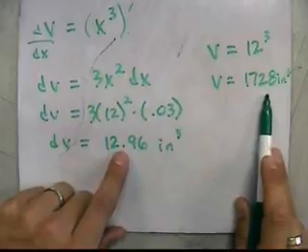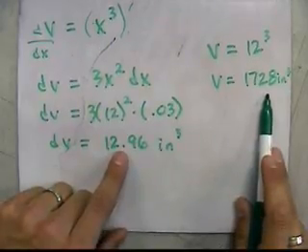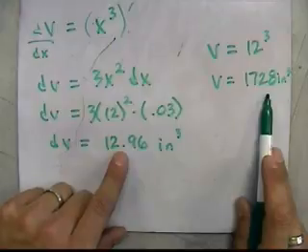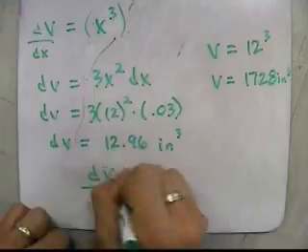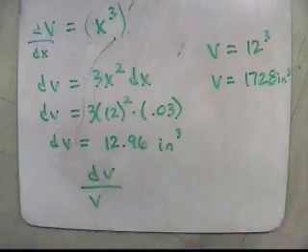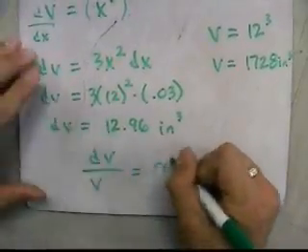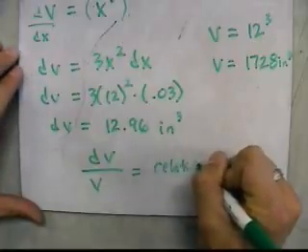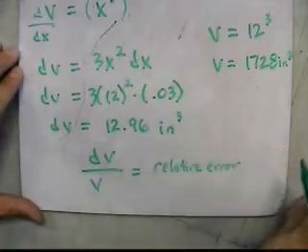How do I figure that out? 12.96 divided by... How do you put it on your calculator? You just divide it. If you take dV, which is how much the volume is changing, over what the actual volume is, that'll give you your relative error. So just divide those out.